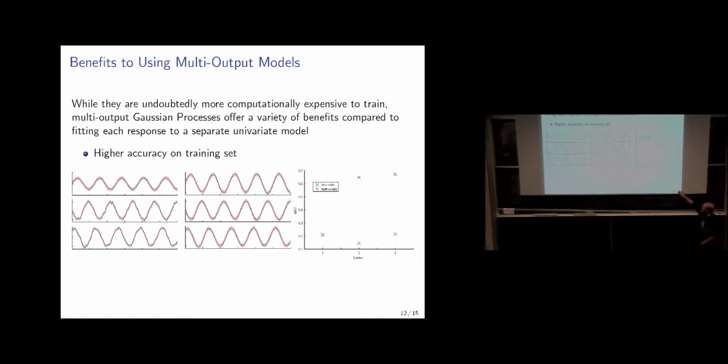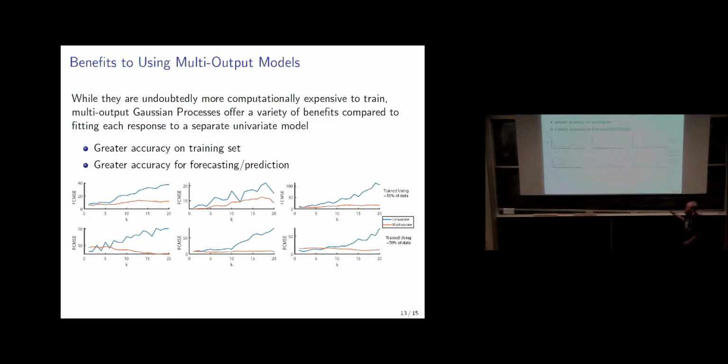Because, in a sense, the multivariate model is pooling all of that data and using it for estimating each individual series. Now you might say, okay, that's just higher accuracy on a training set. Maybe we're just overfitting the model, but it actually does an even better job for forecasting and prediction as well.